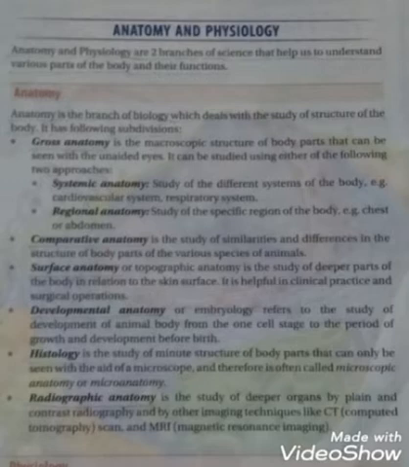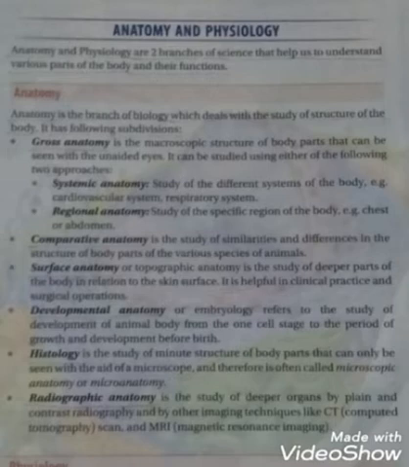Now we see about comparative anatomy. What is called comparative anatomy? Comparative means comparing anything. It is the study of similarity and difference in the structure of body parts of various species of animals. In comparative anatomy, we see across various species of animals which body part structures are similar and what are the differences. This study is called comparative anatomy.